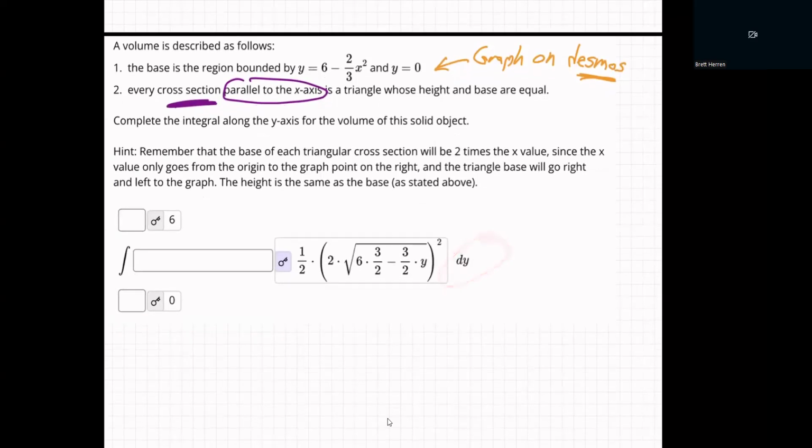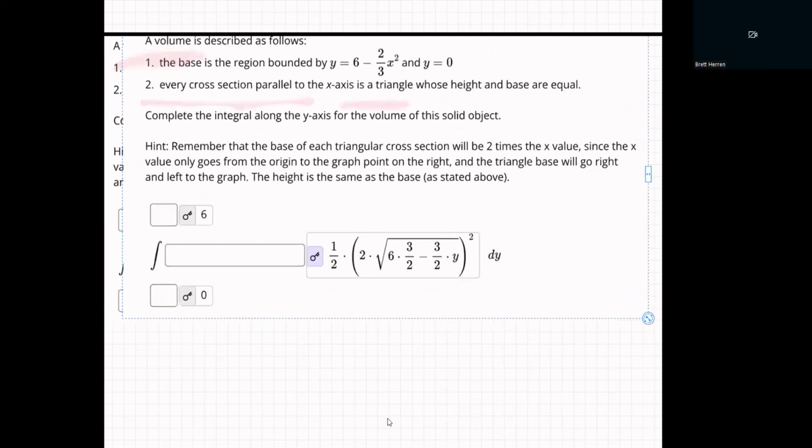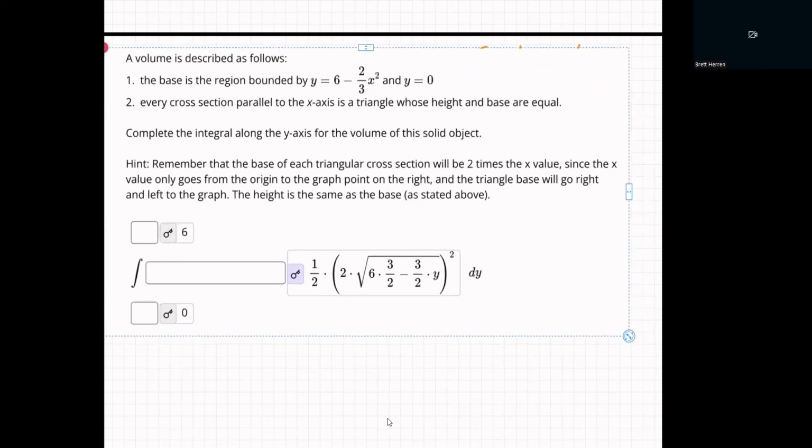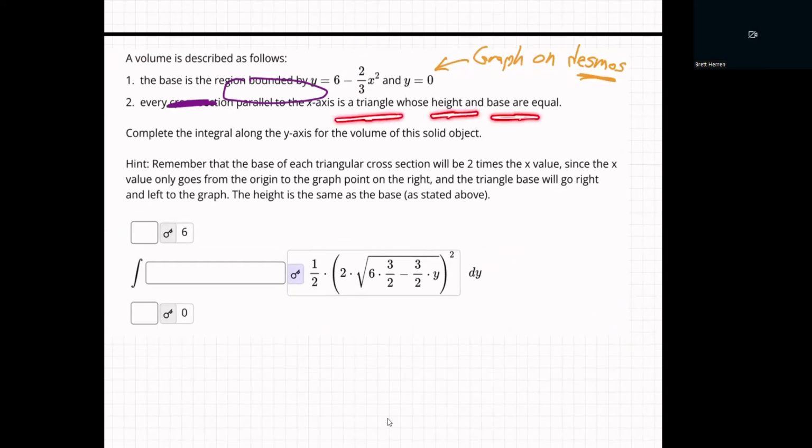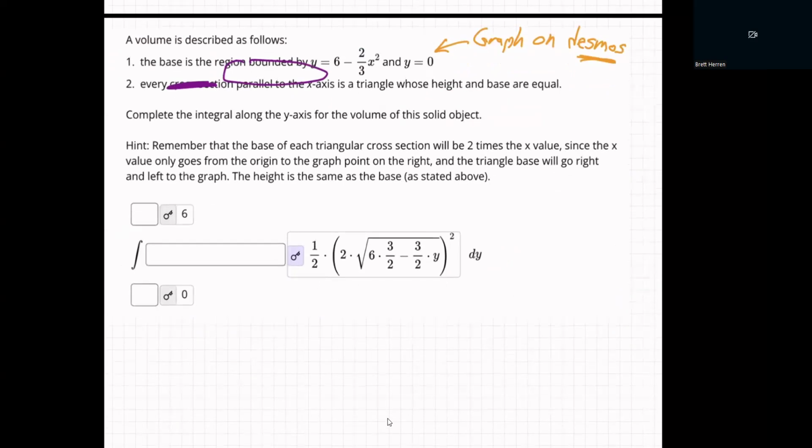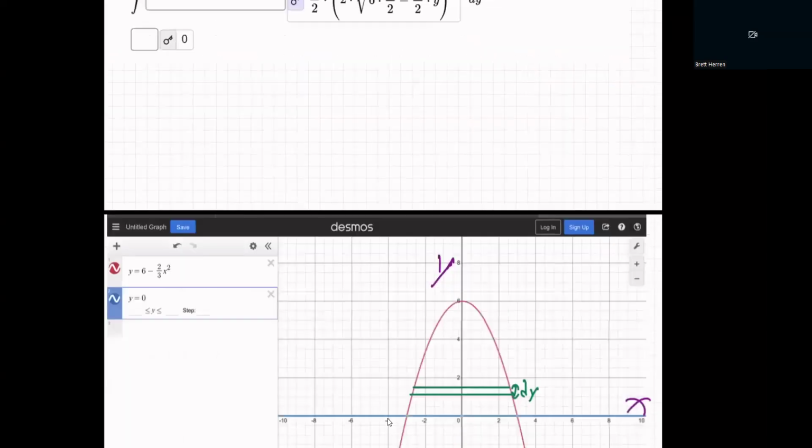All right, so we're going to do those cross sections. As we do, every cross section parallel to the x-axis is a triangle. Hey, what? What do you mean it's a triangle? It's just a straight line. No, remember, this is a volume. It's going to be three-dimensional, a loaf of bread, a weird shaped loaf of bread. Every one of these is going to be a triangle, a triangle whose height and base are equal. So you might wonder, what? So let me show you what it is we're talking about and what this is going to look like.